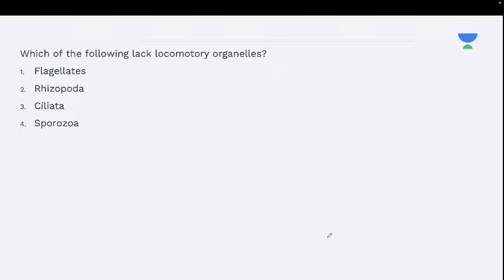Organs used for movement. So these are all the classes of groups of protozoans. As you know, protozoans are divided on the basis of their locomotory organs. So here we have to find out which of the following lack locomotory organs: Flagellates, Rhizopoda, Ciliata, Sporozoa. From the name you can say.